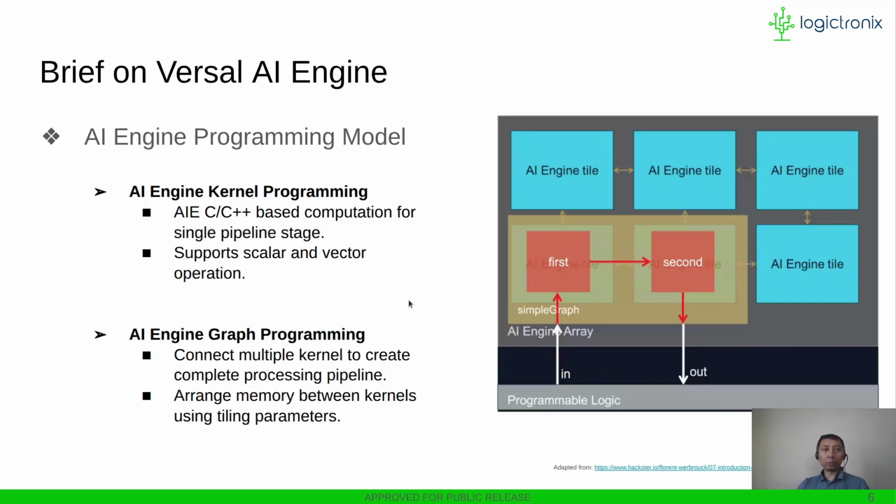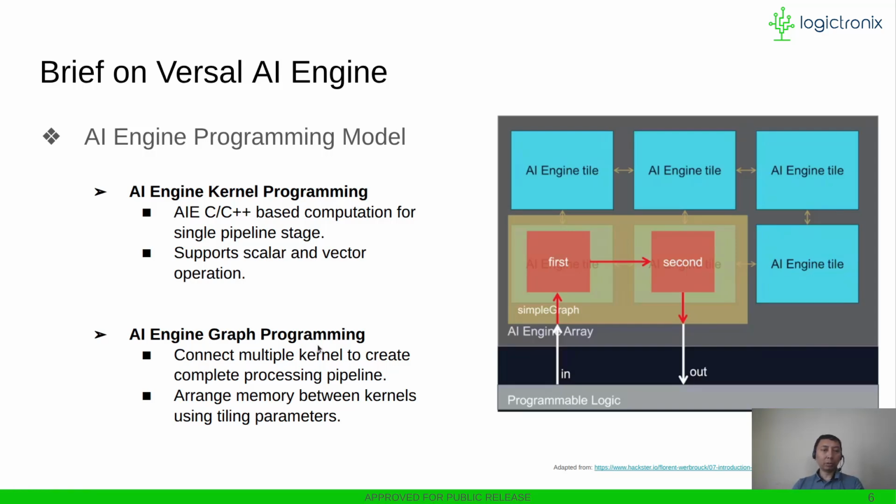Regarding programming of this AI engine, there are two steps. First is AI engine kernel programming, where you program each kernel separately, so you can divide your processing pipeline into multiple components and program the individual AI kernels. It has C++ based APIs for programming these individual kernels, and after programming the individual kernels, you connect these kernels. That step is called AI engine graph programming.